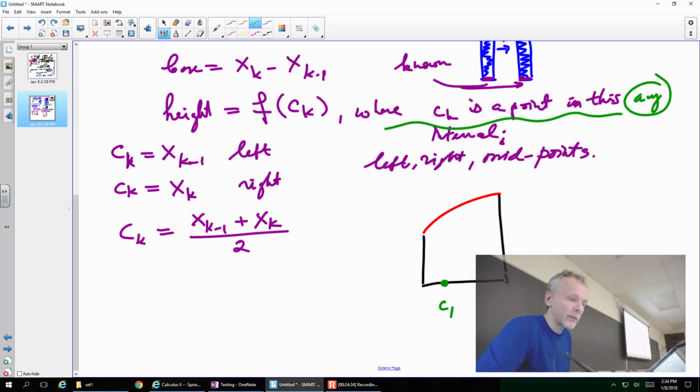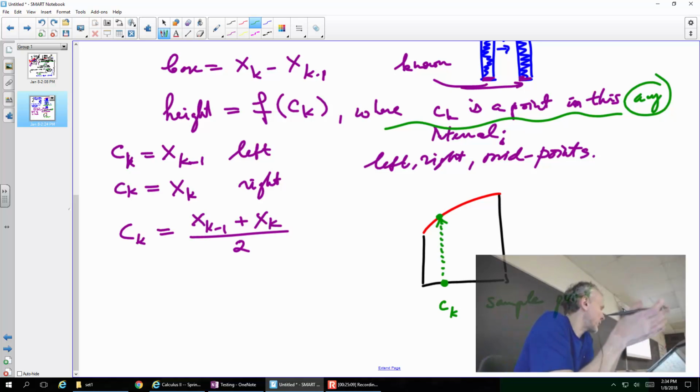I could pick c sub k over here, a sample point, as it's called, because literally our function is being sampled. Just like we sampled our velocity: looking at the speedometer samples the velocity. So one value, even though it might have infinitely many values changing continuously. You take one look and write it down. That's sampling. So this is where c sub k is when I choose to make that sample. The red curve is unknown, but I find at least one point on it, and I choose this to be the height of my rectangle. So this is my rectangle.